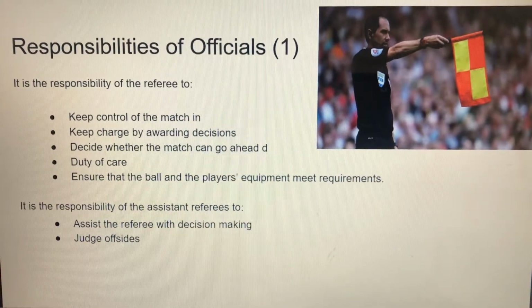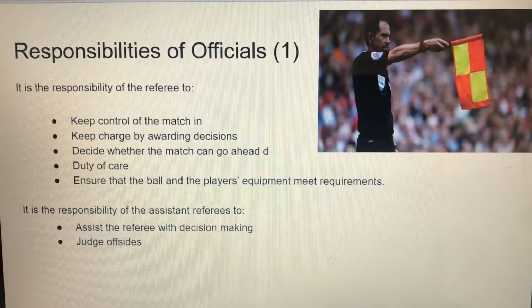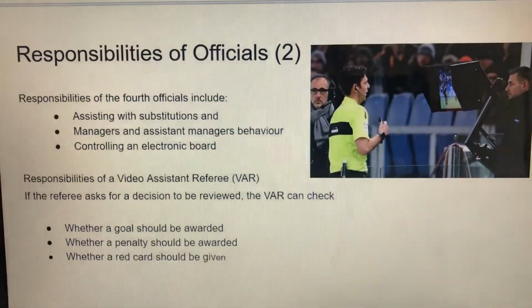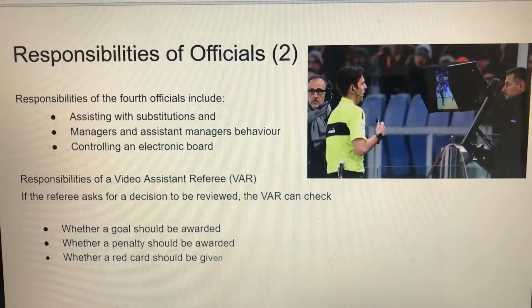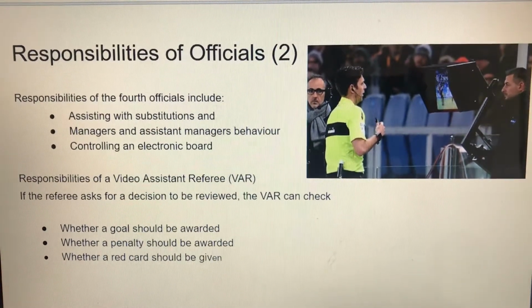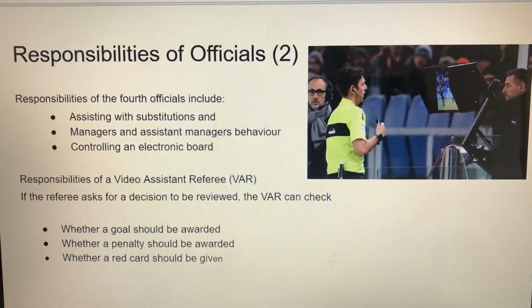The responsibilities of the fourth official include assisting with substitutions and keeping checks on managers' and assistant managers' behaviour. Controlling an electronic board that lets players on the pitch know that a substitution is going to happen and also directs which players will be changing. The players will know this because their shirt number will flash onto the board.